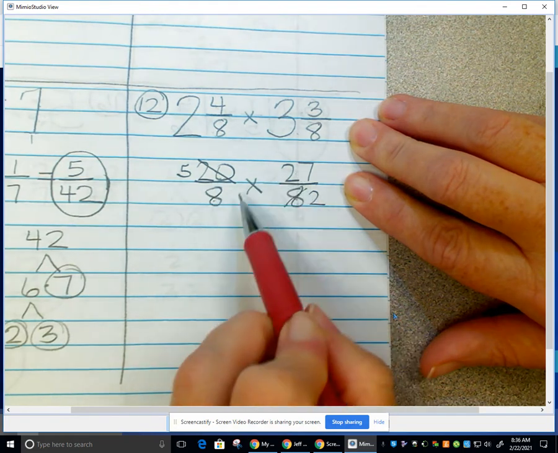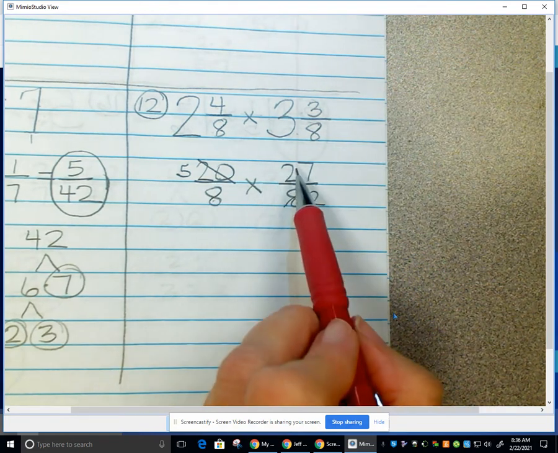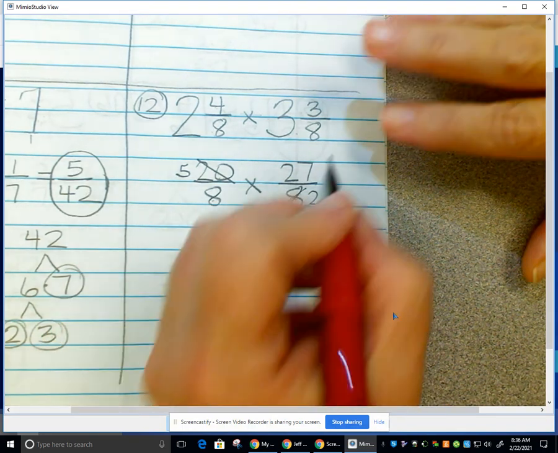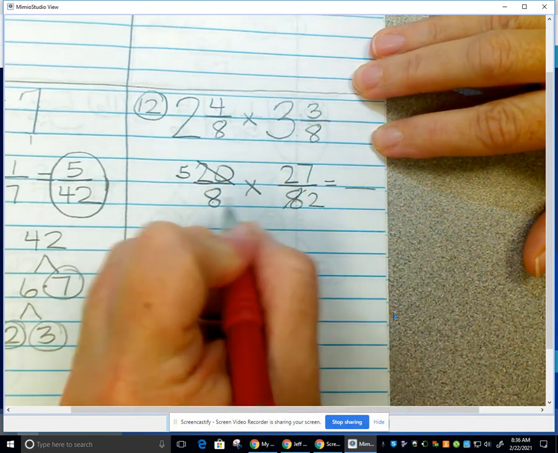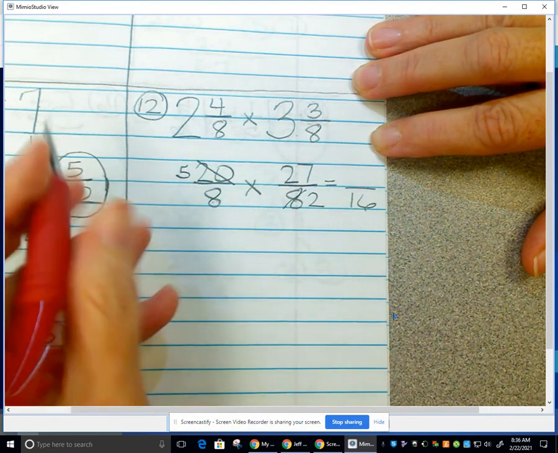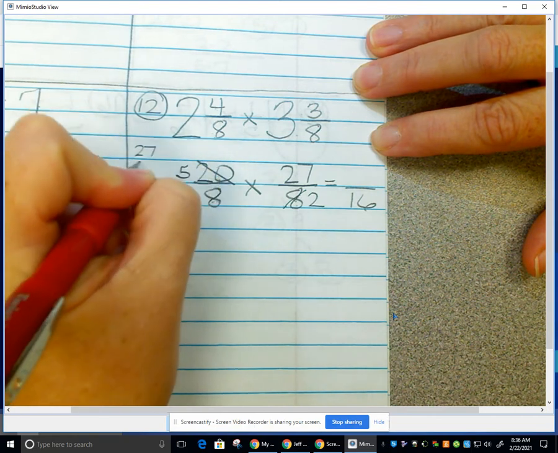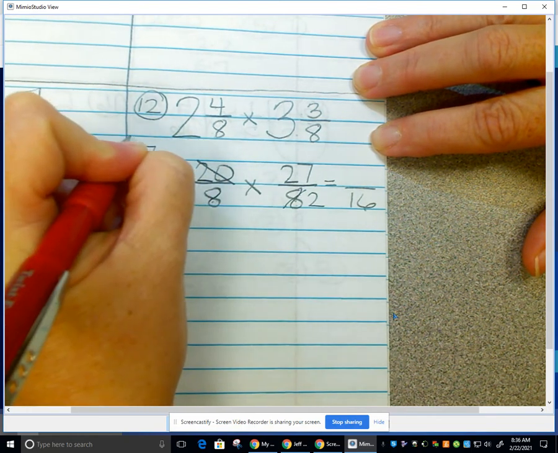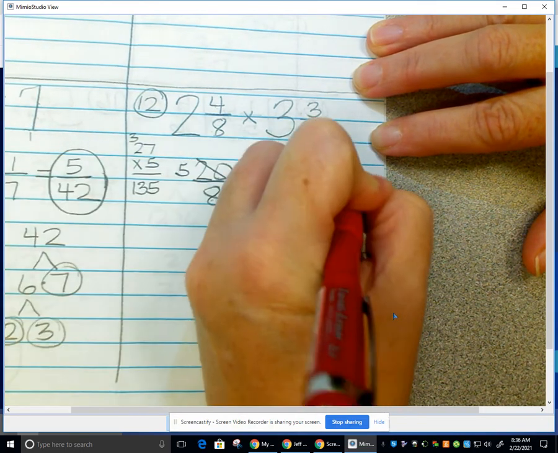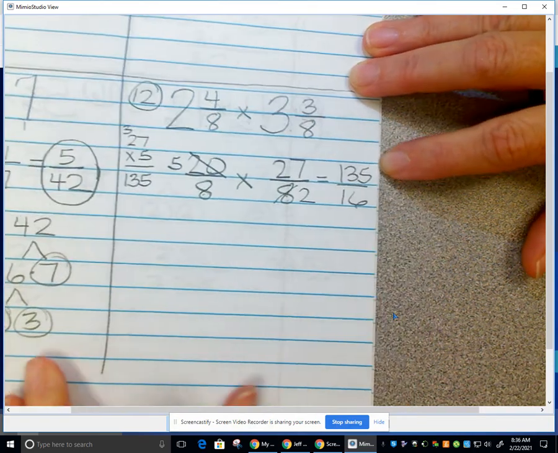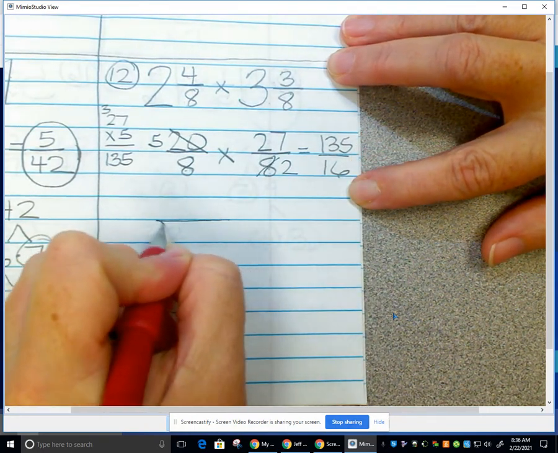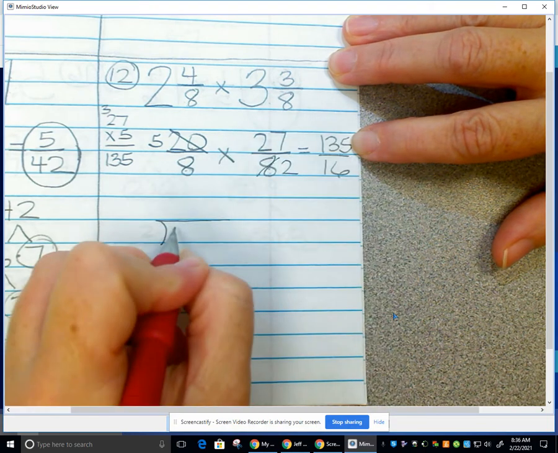Now on 8 and 27, I really can't think of anything that will go into both of those. This is an even, this is an odd. That's a tough one. So I'm just going to come across. I know 8 times 2 is 16, and now I've got to do 5 times 27. Let me come over here and work it on the side. It's 135. That's improper, so I just need to divide and rock around the clock. Top number goes in.